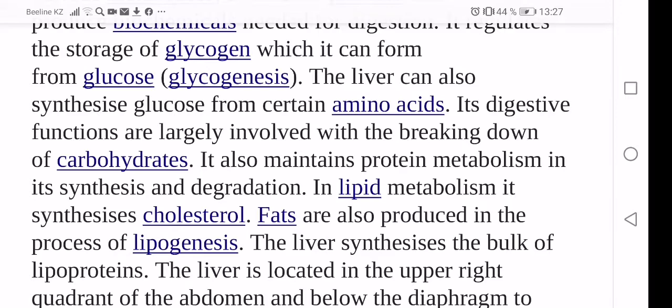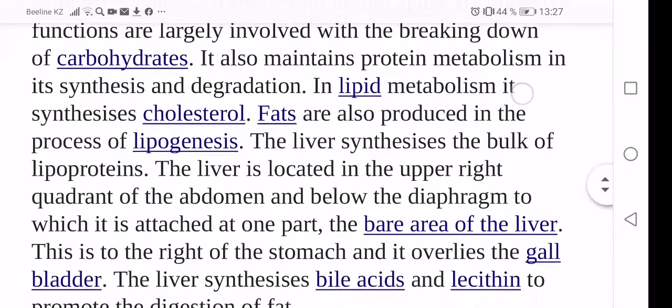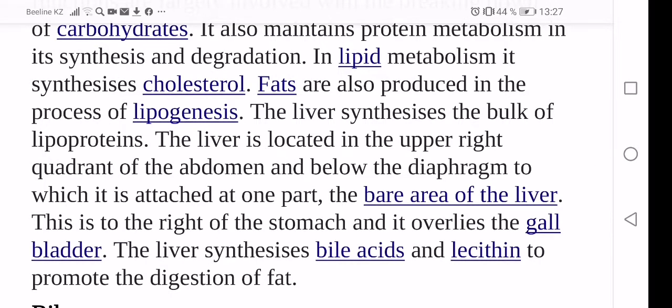Its digestive functions are largely involved with the breaking down of carbohydrates. It also maintains protein metabolism in its synthesis and degradation. In lipid metabolism, it synthesizes cholesterol. Fats are also produced in the process of lipogenesis. The liver synthesizes the bulk of lipoproteins.